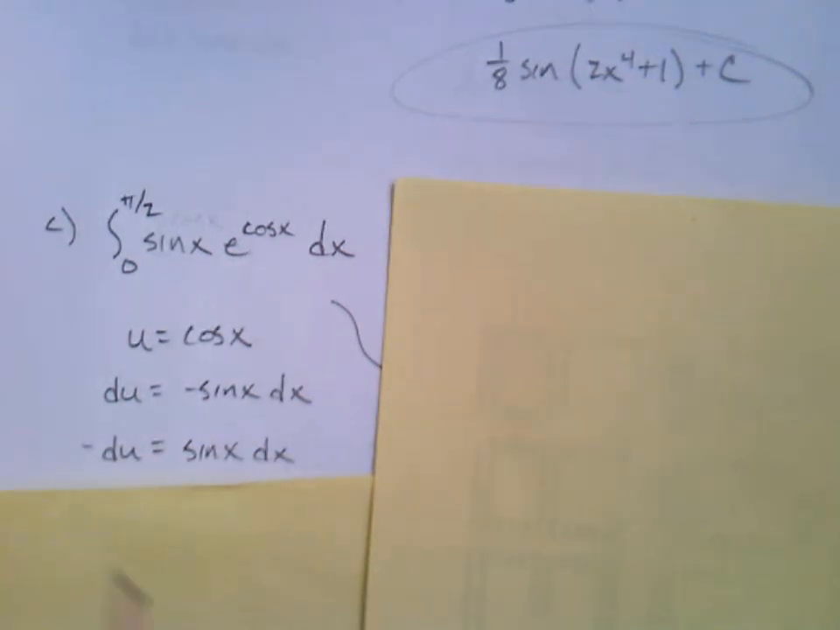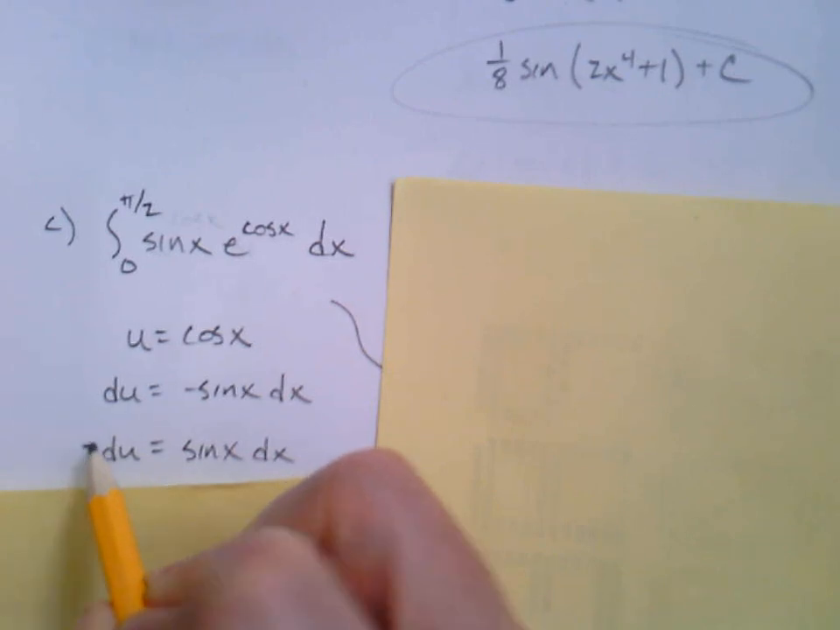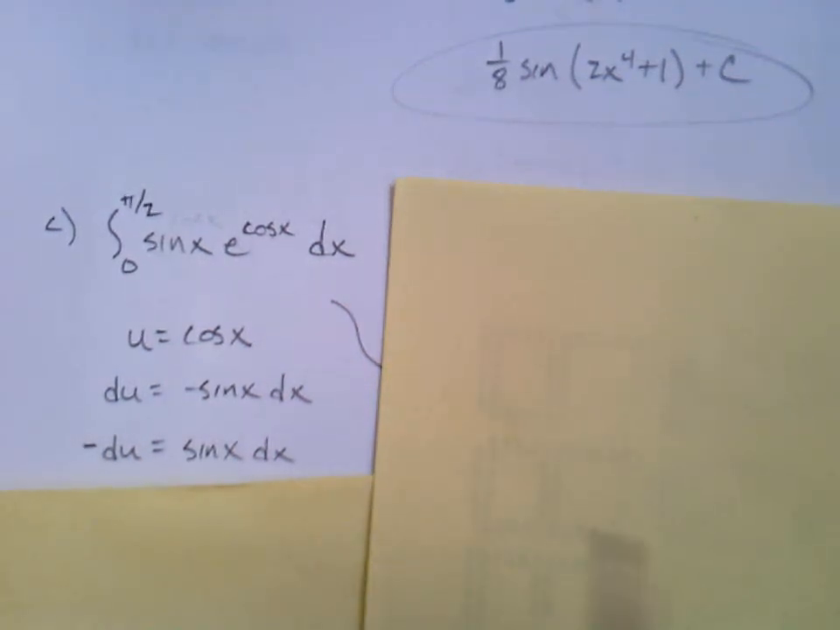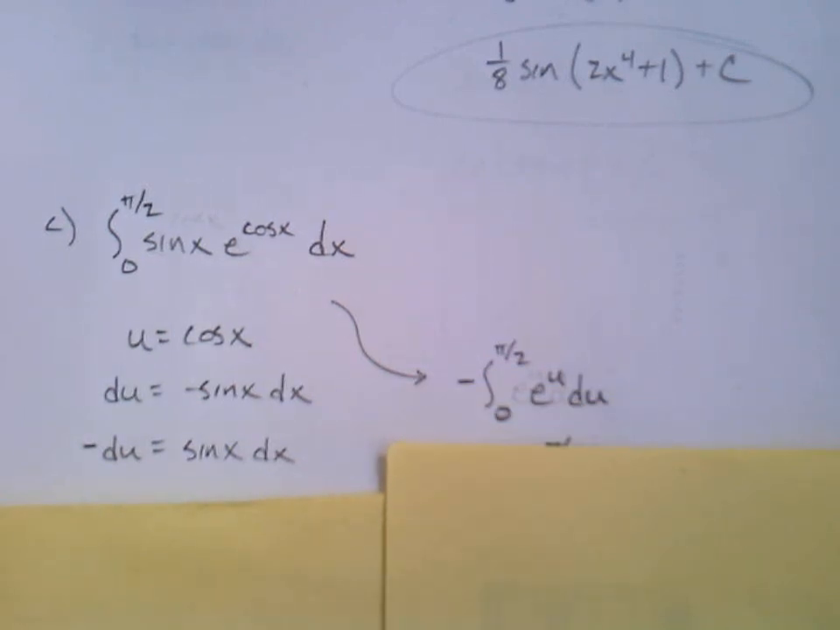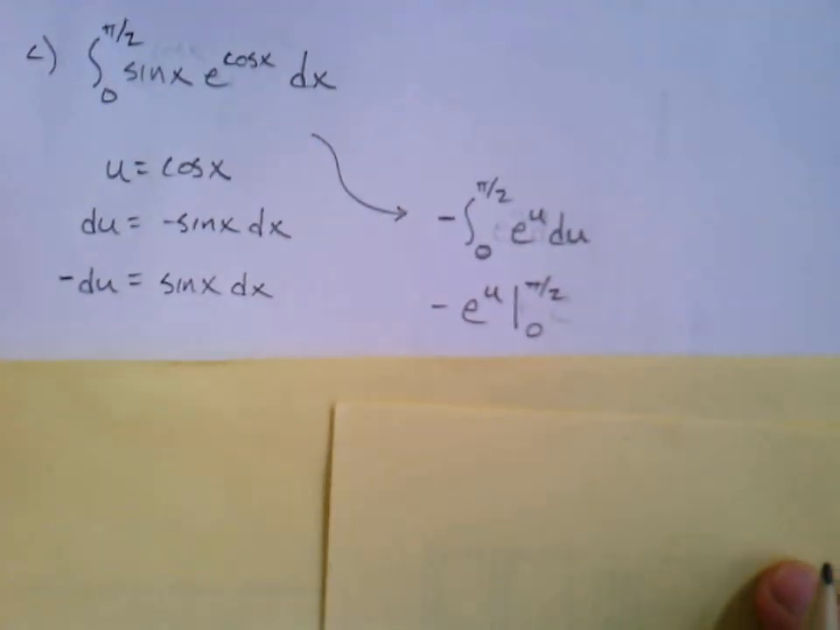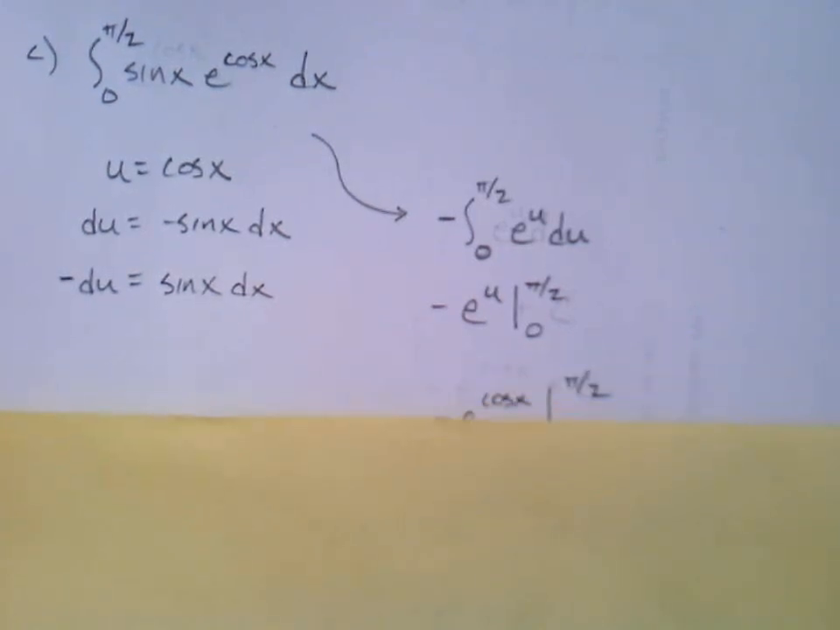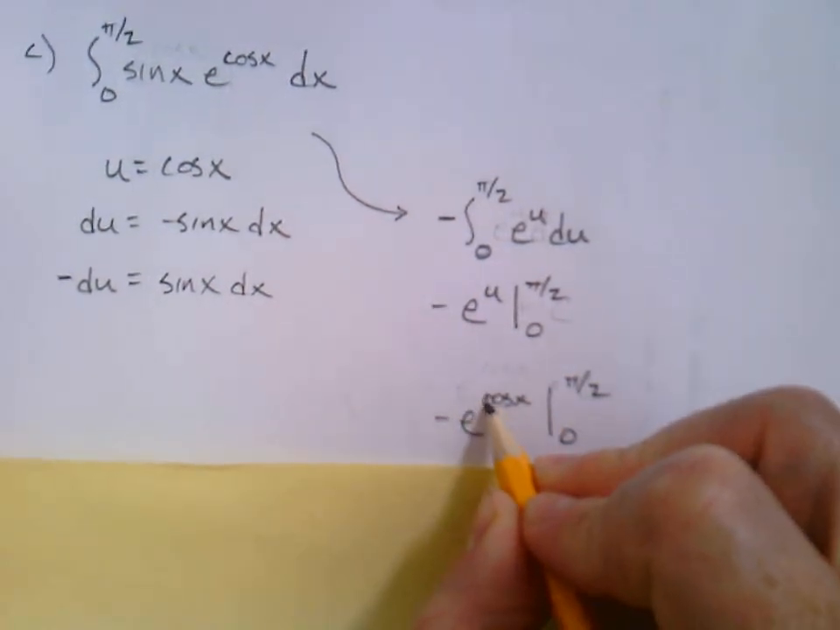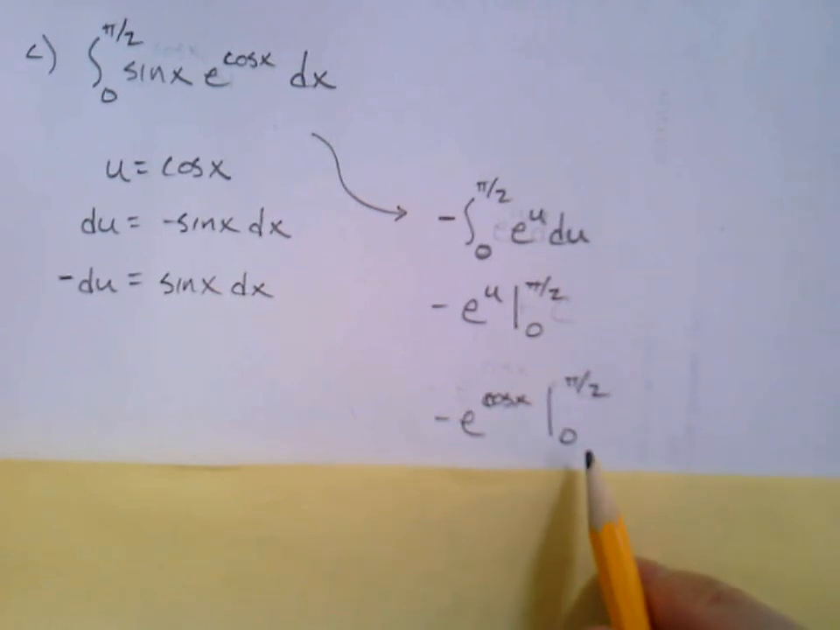Of course, we don't want that negative, so we pull it out, and then we can rewrite this thing very nicely. The negative I just pulled all the way out to the front. E to the u, where the cosine was, of course, the sine x dx just became that du. And doing an antiderivative of e to the u works out pretty fast. And we come to here, put our u back in. Negative e to the cosine of x, right? From 0 to pi over 2.